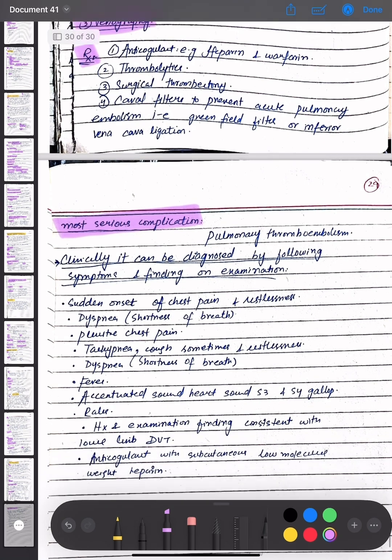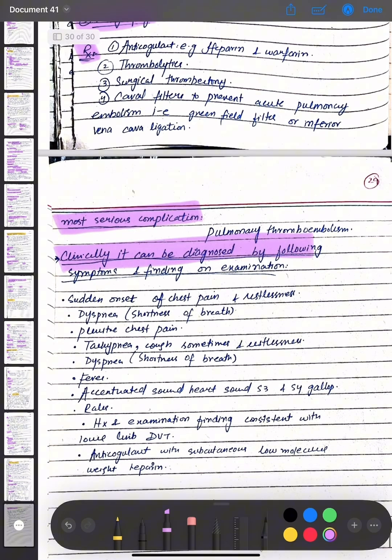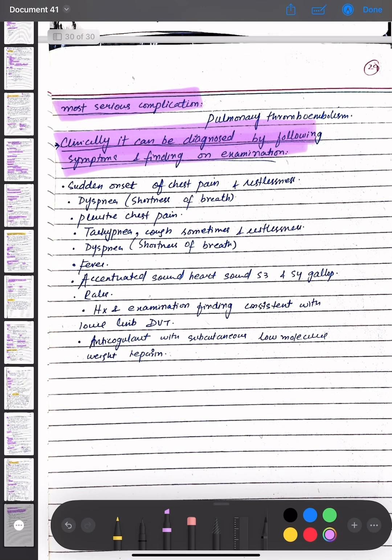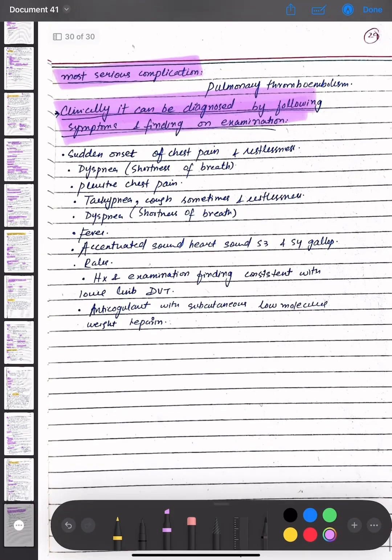Clinically, it can be diagnosed by the following symptoms and findings on examination: sudden onset of chest pain and restlessness, dyspnea, shortness of breath, pleuritic chest pain, tachypnea, sometimes cough, fever, accentuated heart sounds, that is S3 and S4 gallop, then history and examination findings consistent with lower limb DVT. Treat with anticoagulant, subcutaneous low molecular weight heparin.